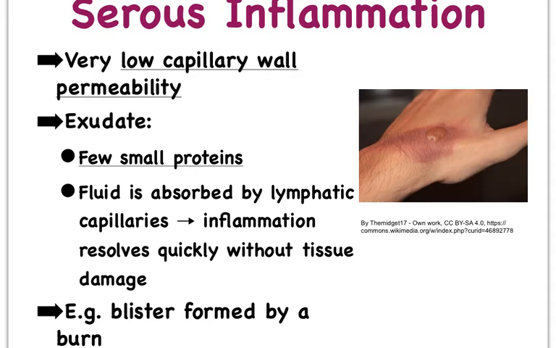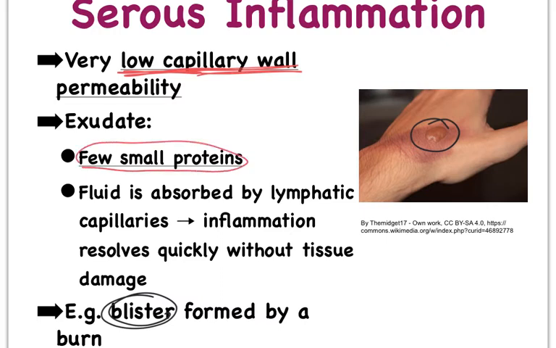And so therefore, it might be easy for you to remember that a good example of a form of serous acute inflammation is a blister, as is shown here, right? That looks like somebody burnt themselves. This is as a result of acute inflammation, which, as you know by now, means vasodilation with leaky capillaries. But in this form of inflammation, we have a pretty low capillary wall permeability. So not lots of leakage, which means that maybe just a few tiny proteins might sneak out.